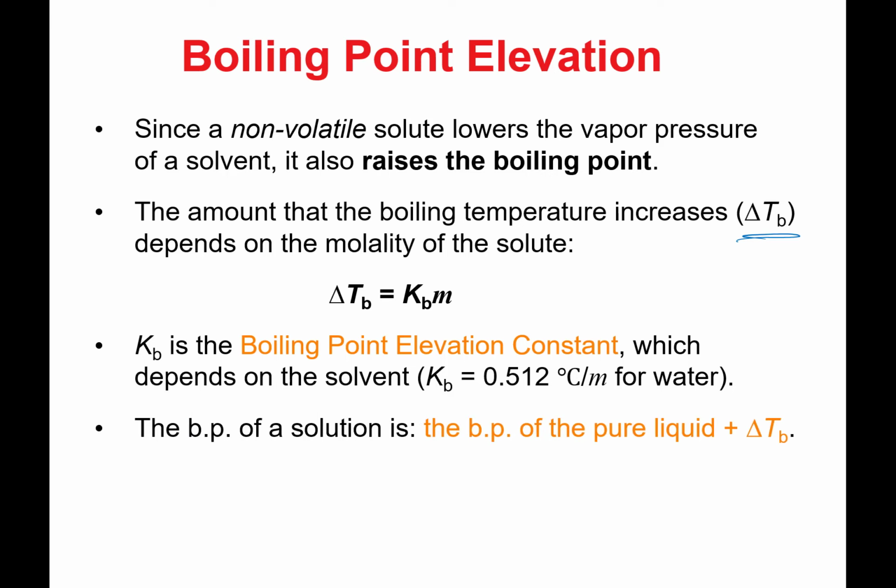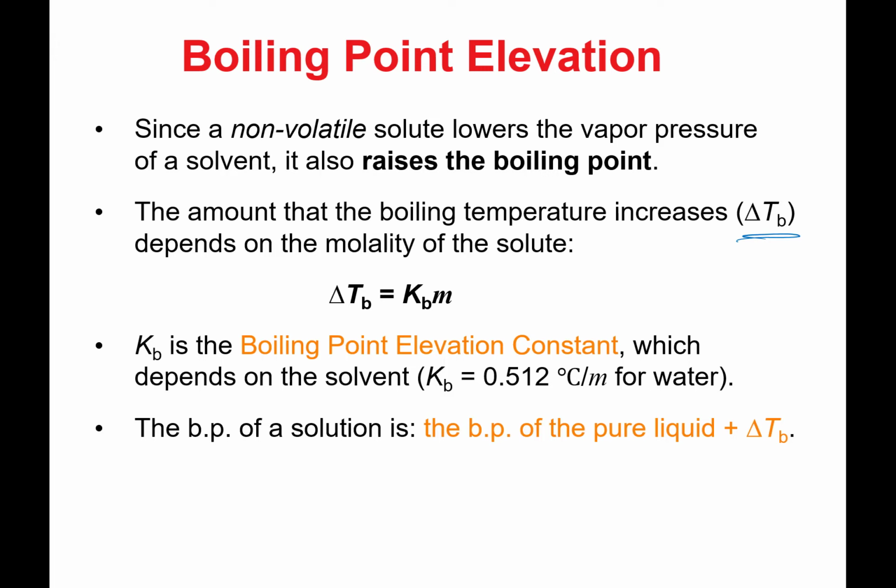So that means to calculate the boiling point of a solution, you take the boiling point of a pure liquid and then you add the increase to it. So for example, at sea level, water boils at 100 degrees. So if you calculate a delta TB of 1 degree, that means that solution would boil at 101 degrees Celsius.